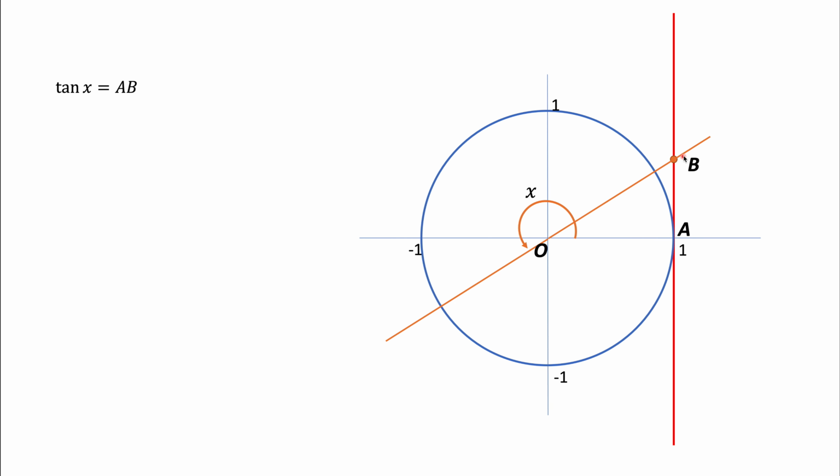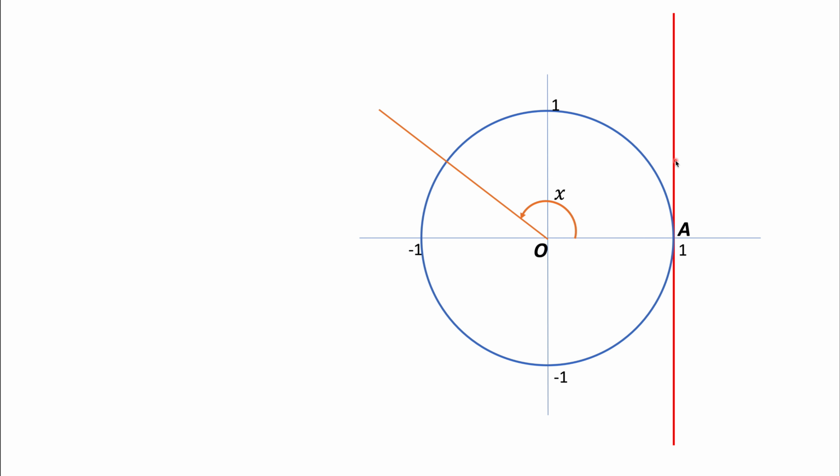Now, also from what we see here, we probably now get that really any angle that lands us on this orange line will have the same tangent. So for example, this angle x minus pi is also going to have the same tangent, right? And it will, yeah. The line that gives us both of those angles intersects the tangent vertical line at point B. So both of these angles give me the same tangent.